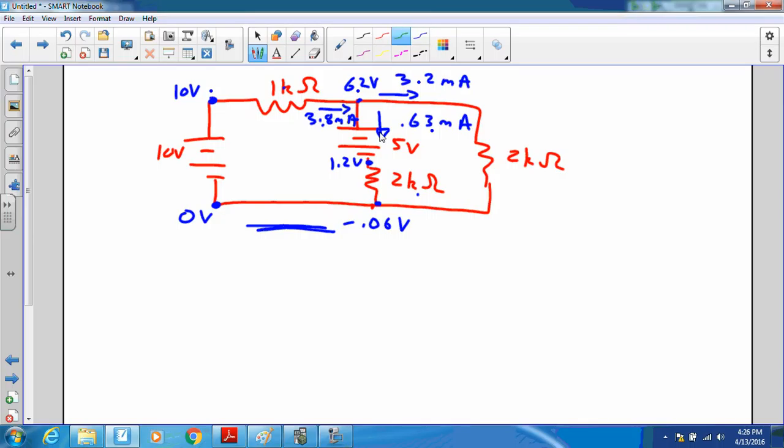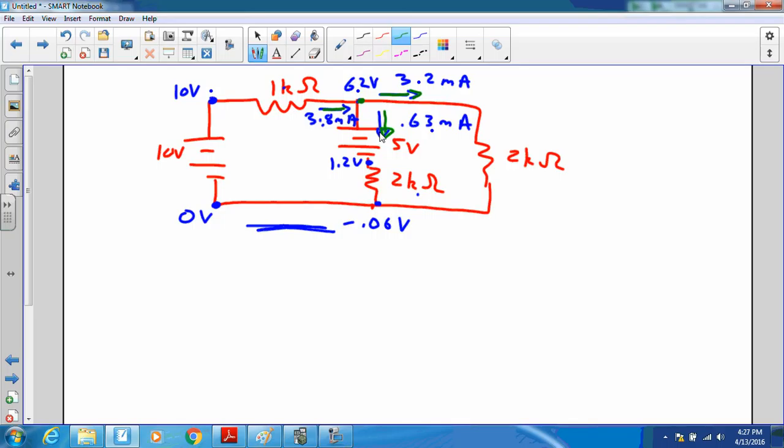Likewise, when I look at this point, right here at this node, the current going in is 3.8 milliamps, and the current going out is split into 3.2 and 0.63, which adds up to 3.8. So I have a successful current check on that side as well.